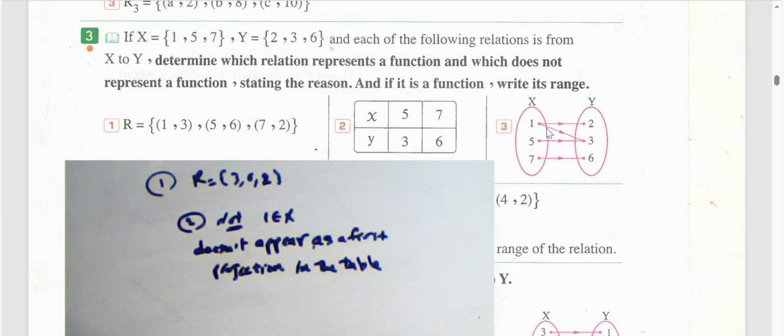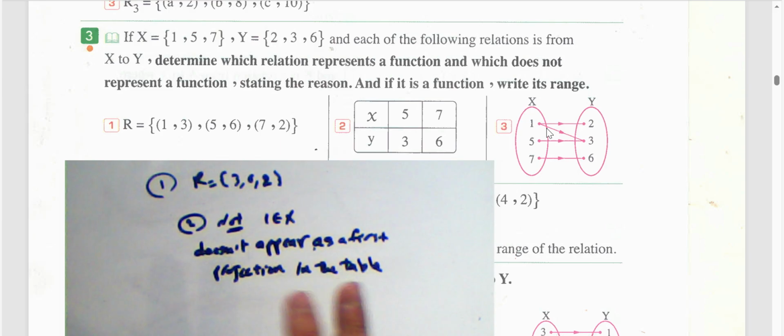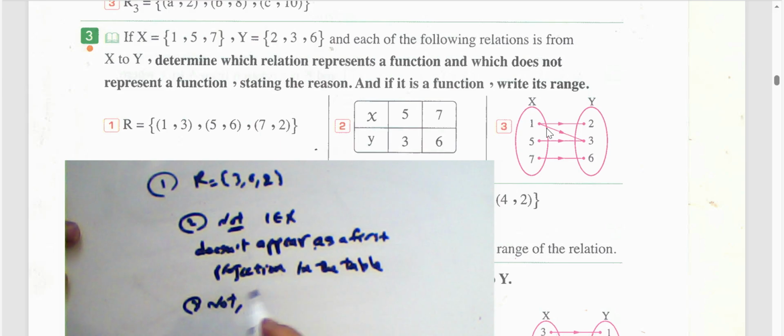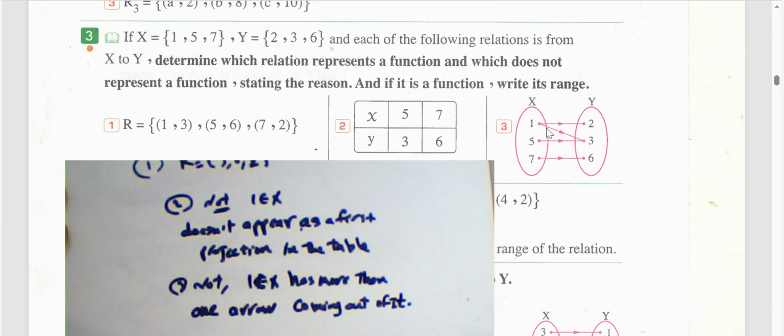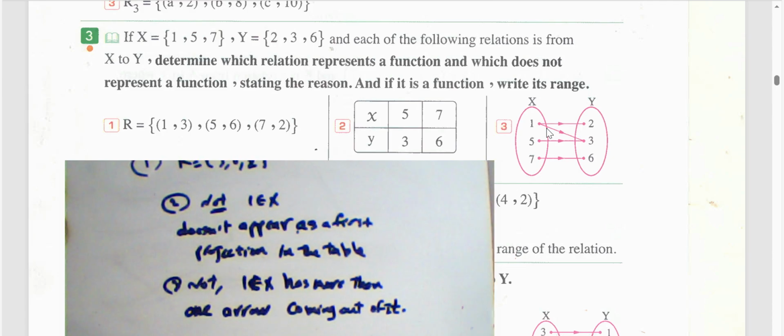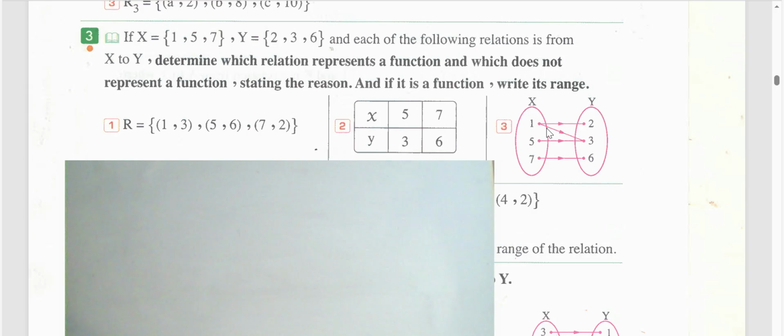It's also not a function, because element 1 has two images, more than 1 arrow coming out of it. Number 3 is not a function, because the element belonging to X has more than 1 arrow coming out of it. Understood?